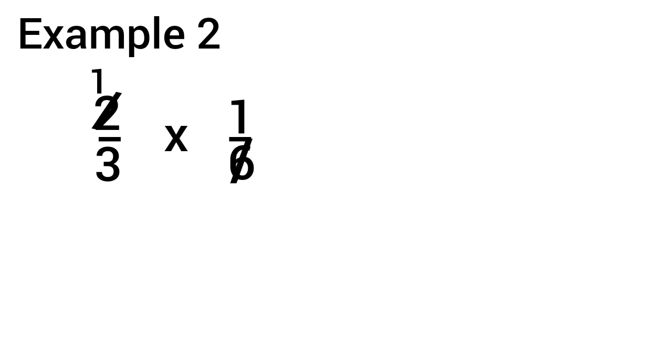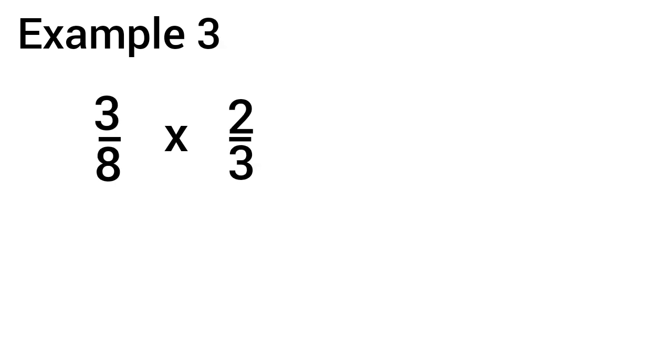Into 6 is 3. We don't have any other factor that is common between the numerators and any of the denominators. So we will simply multiply out. 1 times 1 is 1. 3 times 3 is 9. So our answer is 1 over 9.